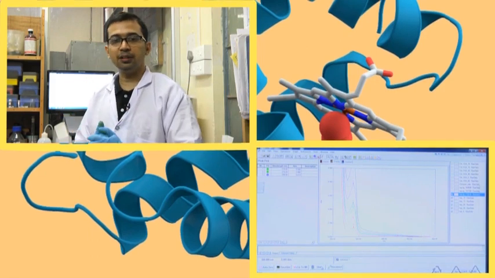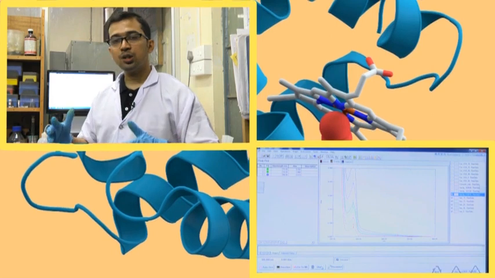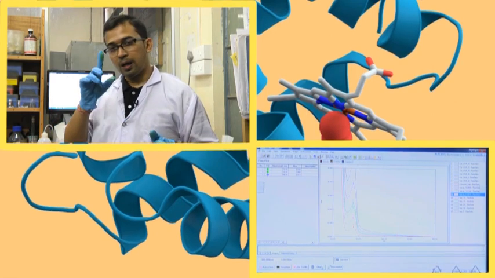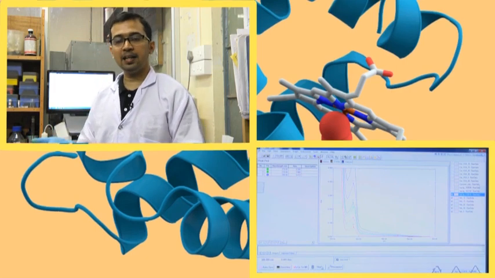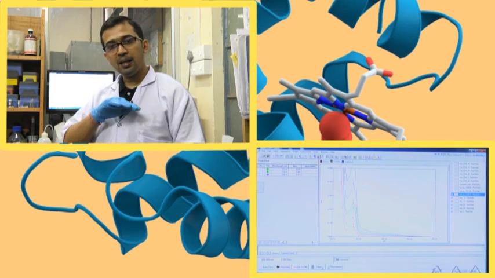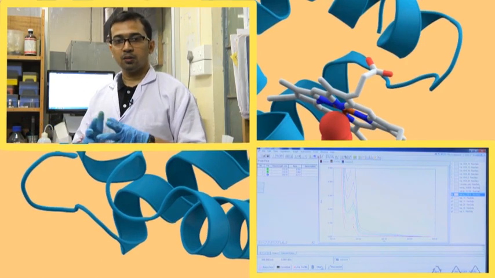Suppose in this case we have taken curcumin. We will be measuring the change in the absorbance of curcumin, and we will be taking the reciprocal of it, that is 1 by delta A. Delta A is the change in absorbance, and in the x axis we will be plotting concentration.